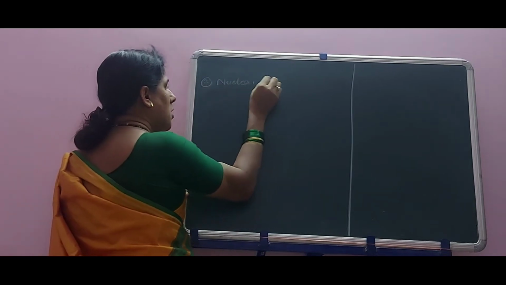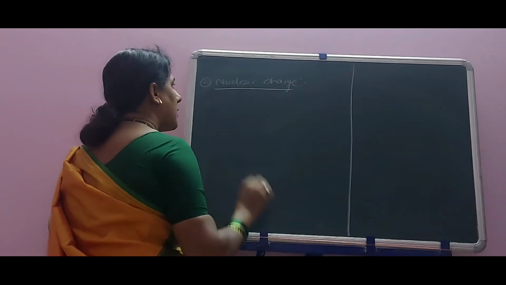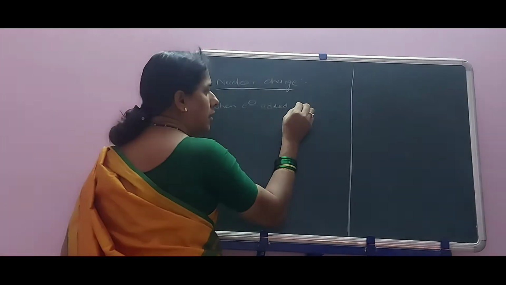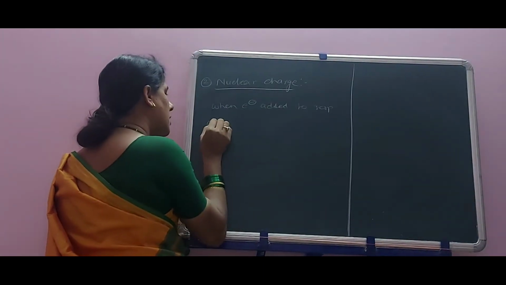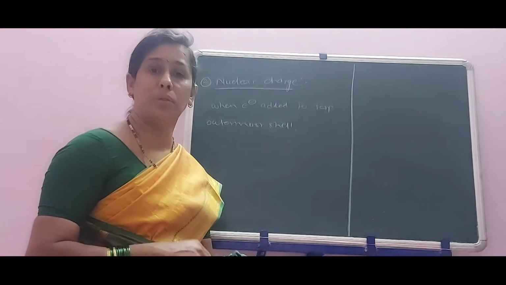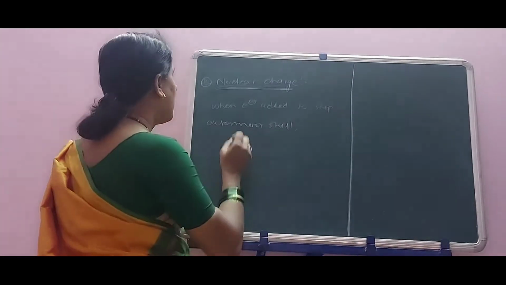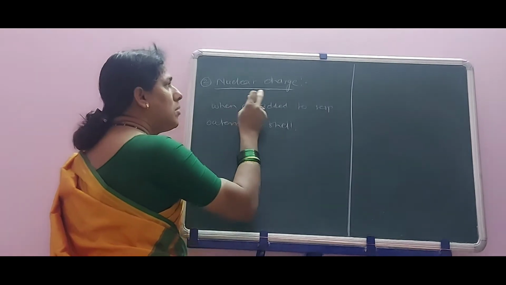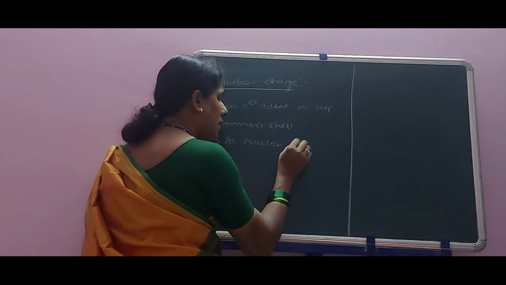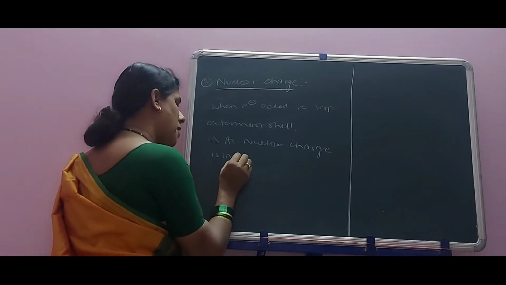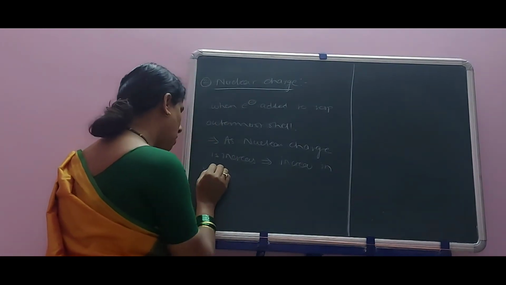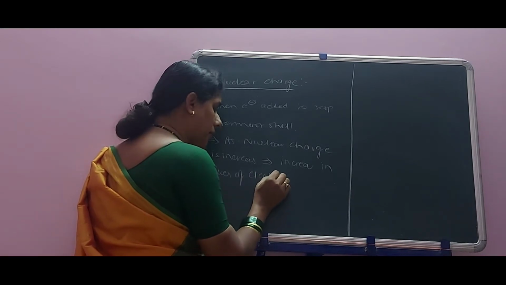Now the second factor, nuclear charge. As far as nuclear charge is considered, when electrons are added to the respective outermost shell, at that time what happens? The attraction between the positively charged nucleus and the outermost valence shell electrons decreases. Thereby, with an increasing number of electrons, nuclear charge also increases, and as nuclear charge increases, there is an increase in the values of electronegativity.